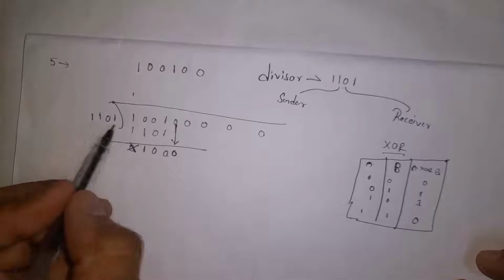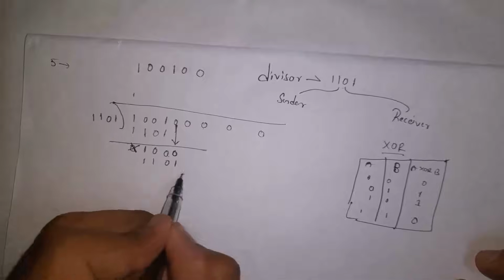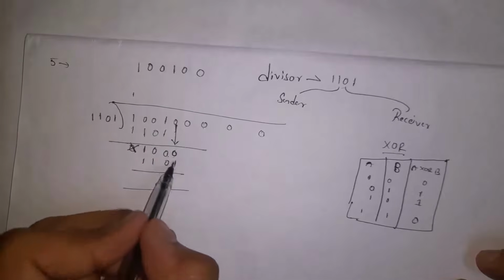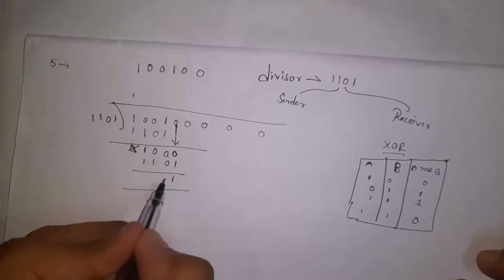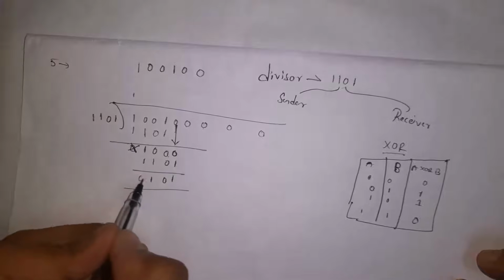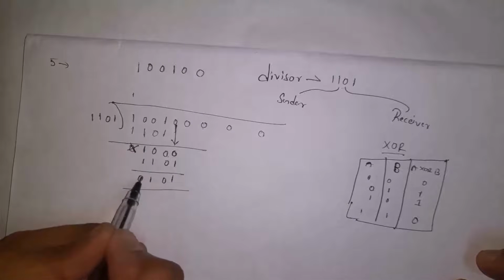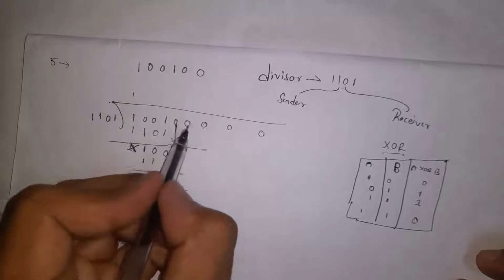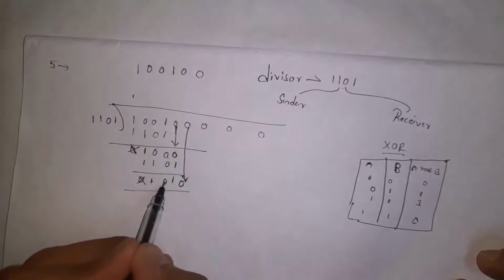Again we need to divide by 1101 and apply the XOR operation. So for 0 1 1, for 0 0 0, for 0 1 1 0. So 0101. As the last value is 0, you can remove it and bring down the next 0. So 1010.